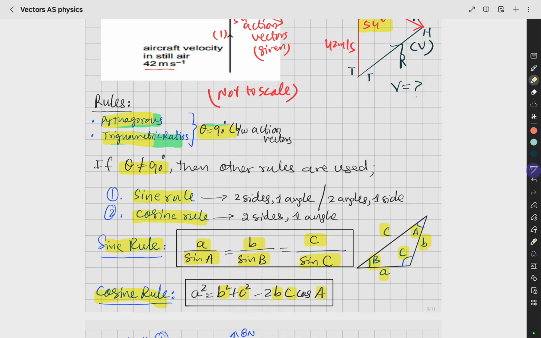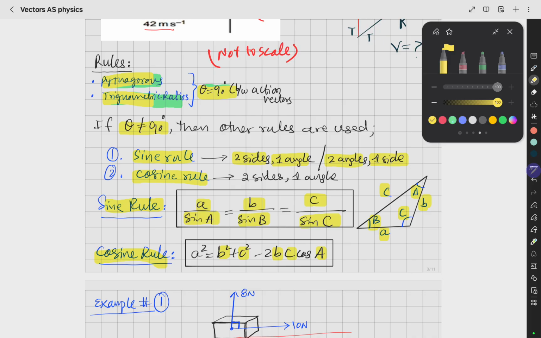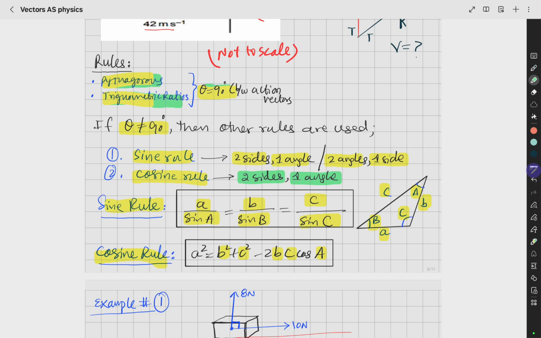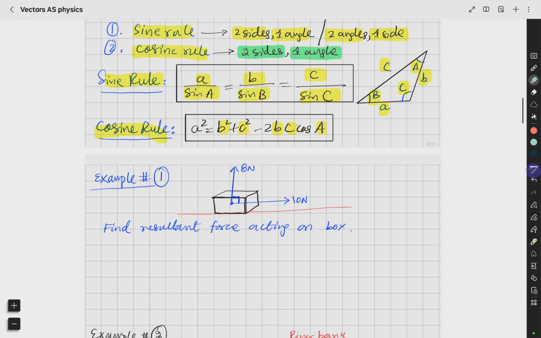Okay, so you use sine and cosine rule. Sine rule is used when two sides and one angle are given, or two angles and one side are given. Cosine rule is very, very famous, and it is used more than sine rule when two sides and the angle between them are given and you have to find the third side. Then you will use the cosine rule. Let's do it through an example.